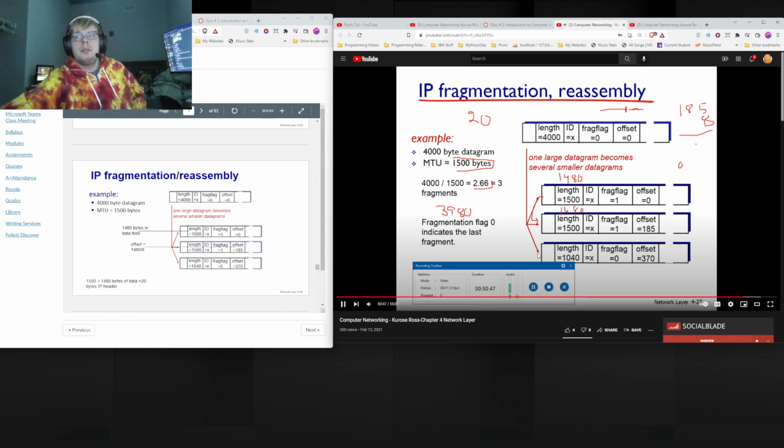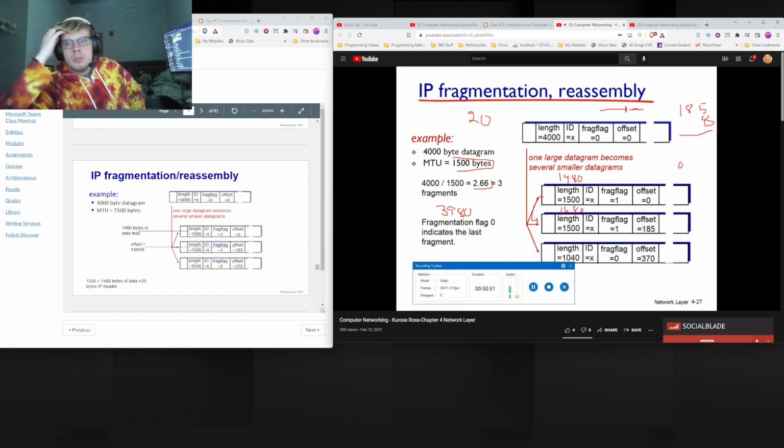You divide 1480 by 8, you get 185. So this is how the offset is calculated. So next we still have one more datagram, because the fragmentation flag is set to 1. Now how will this be calculated? So 1480 have already been done.